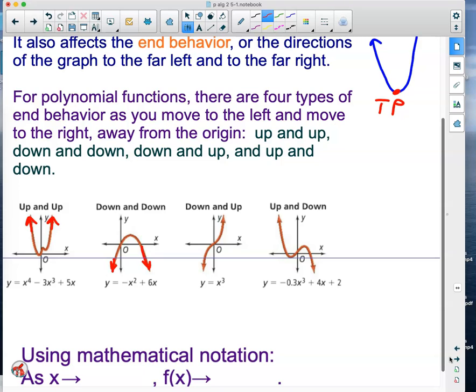But then we start to see where things change. And that's going to be in this third graph, because as we go to the left forever, this graph is going down. But if we start kind of think of it as the middle of the graph and we go to the right forever, now it's going up. So those arrows are showing us down and up. And then in the last one, as we go to the left forever, this is going up. And as we go to the right forever, it's going down.